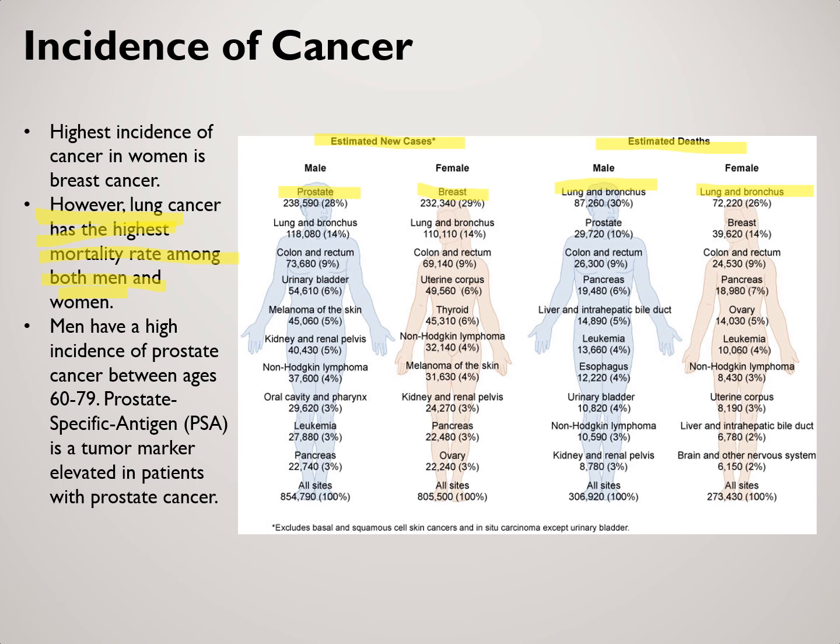In males with this high incidence of prostate cancer, they are at an increased risk between the ages of 60 to 79, and they do this test called the prostate-specific antigen, the PSA, and that is a tumor marker. So when your PSA is elevated, it's showing that they have prostate cancer or they likely have prostate cancer.